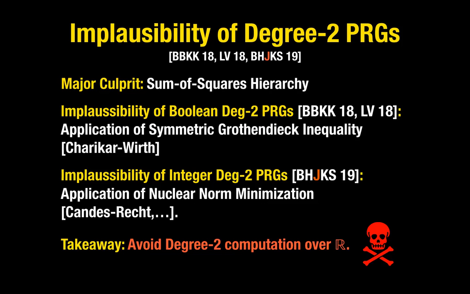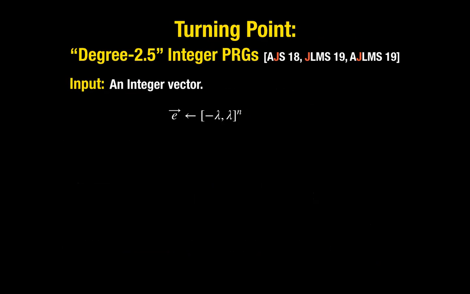But if you think about it, it might already sound like a roadblock to you, because throughout I was telling you that we need to build PRGs which have degree 2 evaluations over the finite field. And now I'm telling you that PRGs which have degree 2 computations over the reals are problematic. So it might already sound like a roadblock to you. And the main problem was to construct something which escapes this computational model, degree 2 computation over the reals. And the main idea to avoid this came in this notion of degree 2.5 integer PRGs.